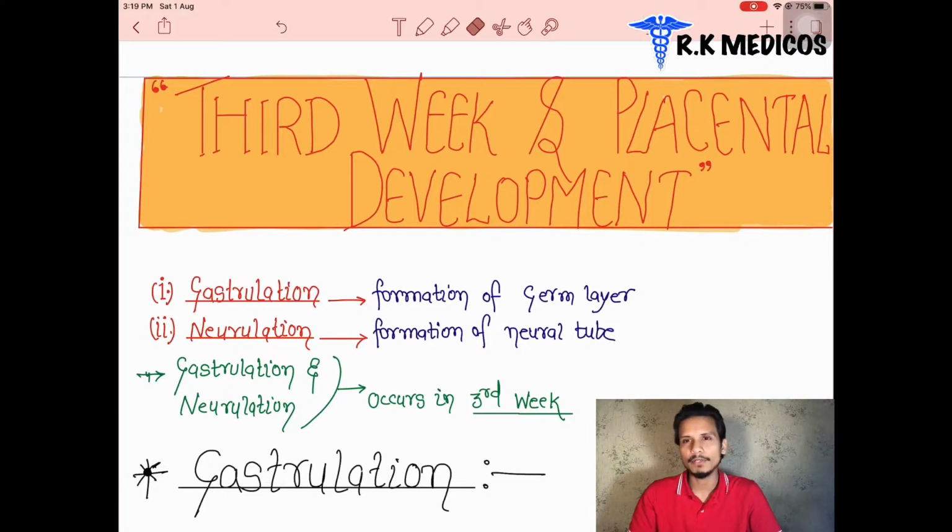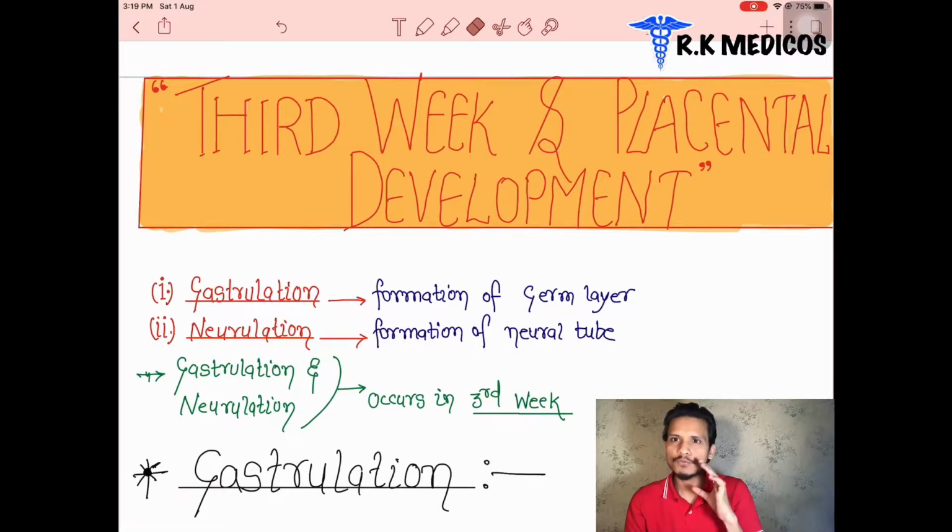In this third week, we are also going to discuss two main processes, that is gastrulation and neurulation. What does gastrulation mean? Basically, gastrulation simply means the formation of germ layers. And what are germ layers? From the third part, the germ layers are the ectoderm, mesoderm and endoderm. And one more in the recent update, that is the neural crest cells. So these are the 4 germ layers: ectoderm, mesoderm, endoderm and neural crest cells.